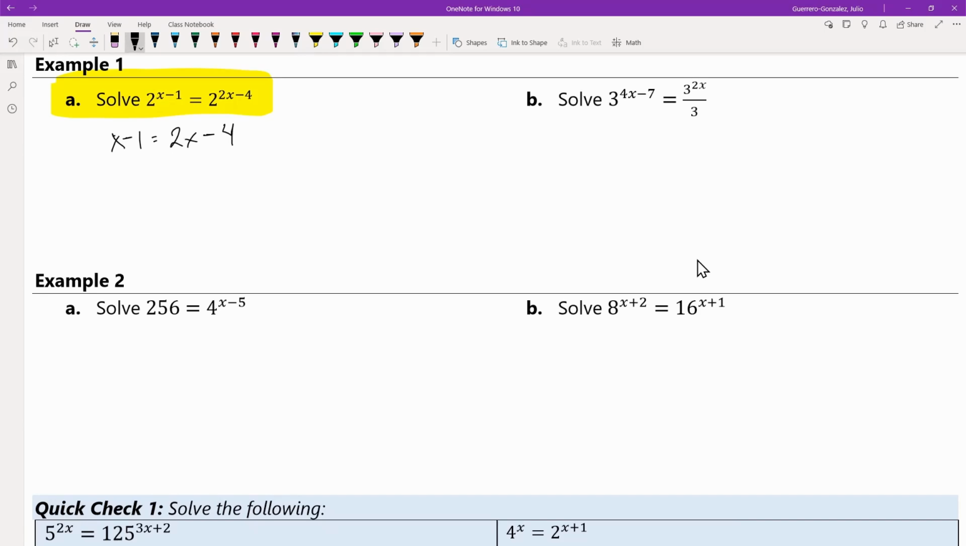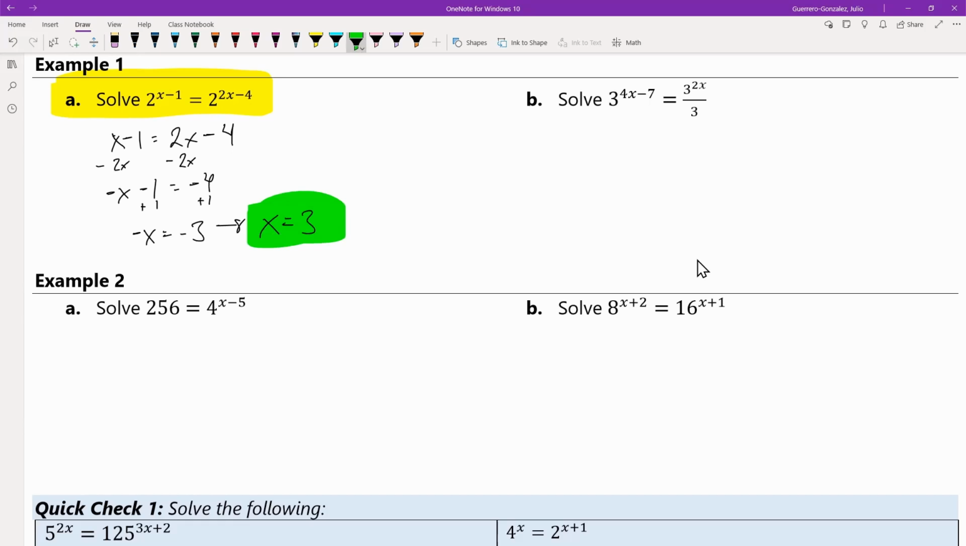Now it turns into just a basic algebra 1 problem. So I'm going to do minus 2x here. This is going to be minus x minus 1 is equal to minus 4, plus 1 on both sides, so minus x is equal to minus 3. So x has got to be equal to 3. We are done. Bam.